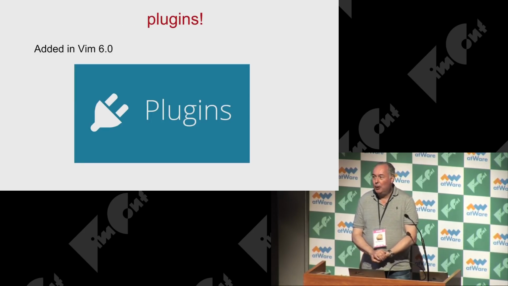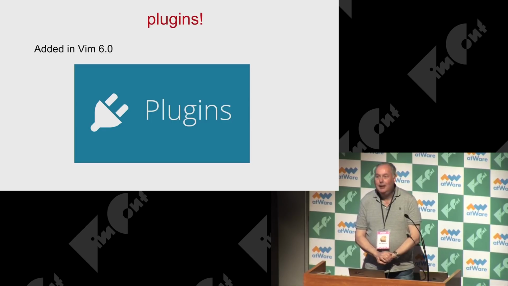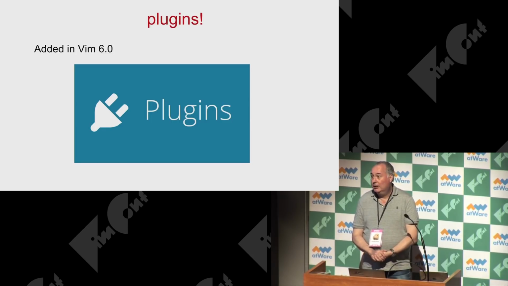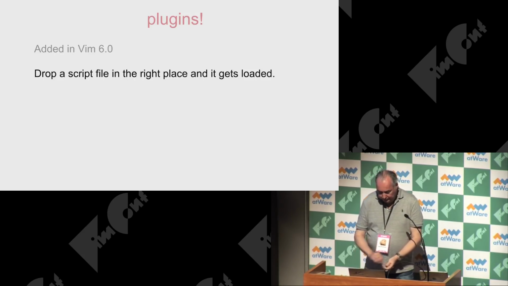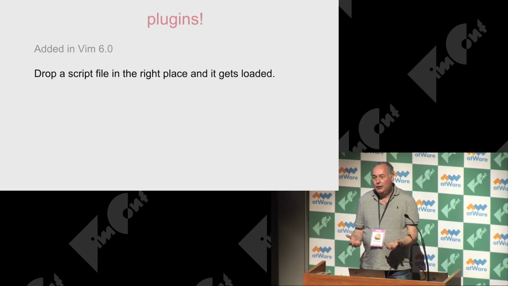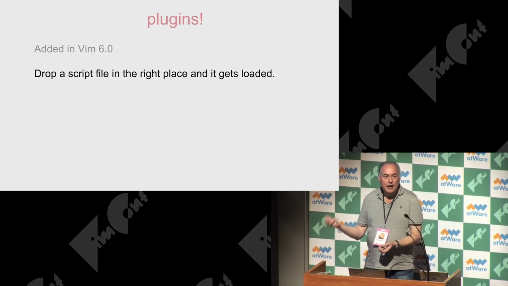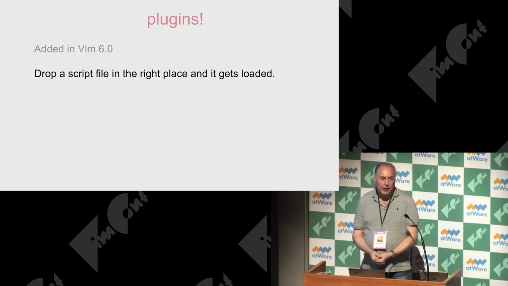So that's where plugins actually started, and that is in Vim 6. So it's not actually that long ago, but it's a clear point in time where Vim started to become a platform. So basically, what is a plugin? It means you can take a file, drop it in the right place, and Vim will load it when starting up. And it's a very simple principle, but it's what the whole plugin system is built on top of.